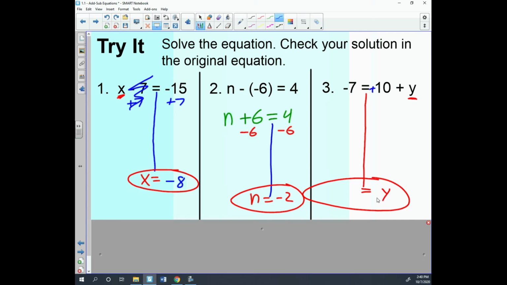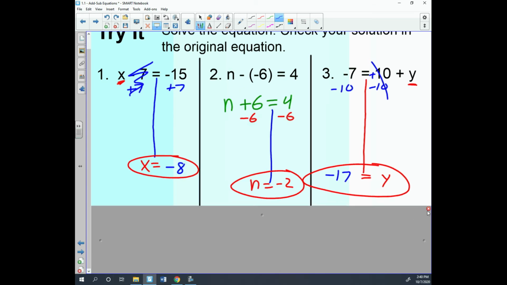And so this is a positive 10, so therefore the opposite, or excuse me, the inverse is to just minus it. So it cancels there. Negative 7 minus 10 is negative 17. And we have 3 correct answers. Hooray for us. Okay? That is the gist of it.